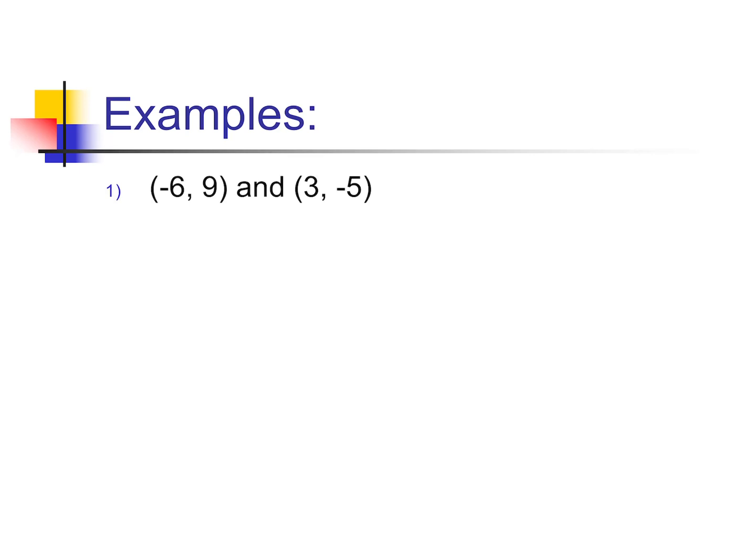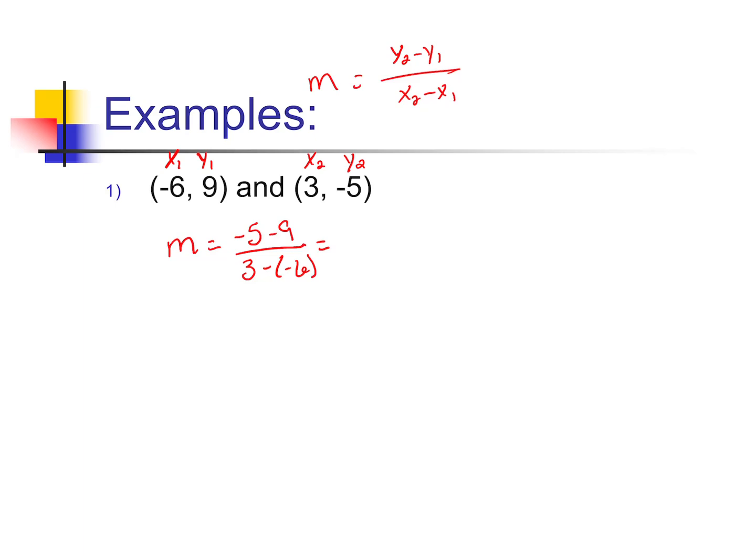So think about our formula that we just looked at. It's y2 minus y1 over x2 minus x1. This is our slope. So we're going to substitute into that. I'm going to let this be x1 and y1, and this point be x2 and y2. So we'll have our slope, subtract our y's, so it would be negative 5 minus 9 over, subtracting our x's, 3 minus negative 6. So then on top, negative 5 minus 9 is negative 14. On bottom, when you're subtracting a negative, you're actually adding. So 3 plus 6 is 9.